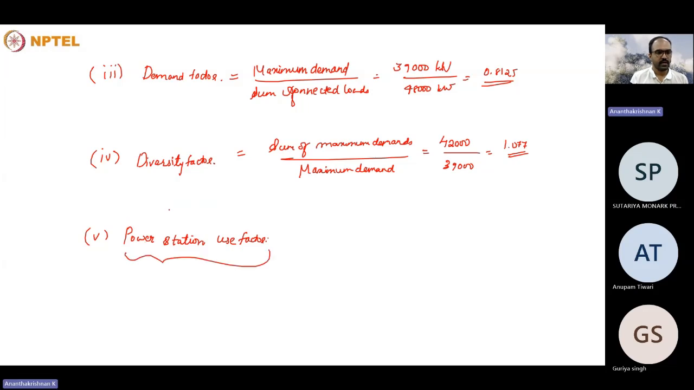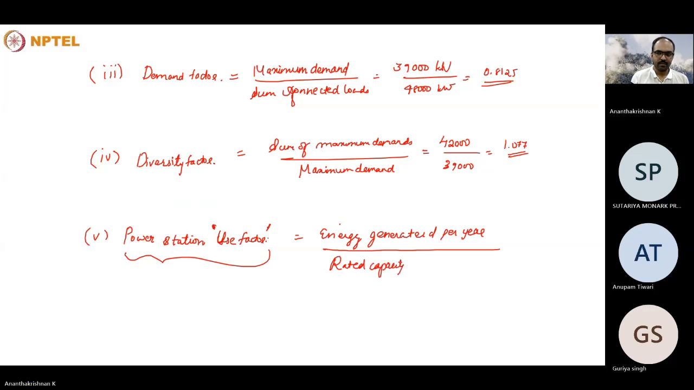part of the problem, we have to determine the power station use factor. So the use factor is defined as the energy generated per year divided by the rated capacity multiplied by the number of operating hours.